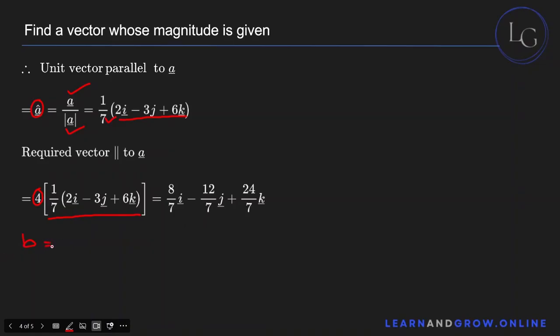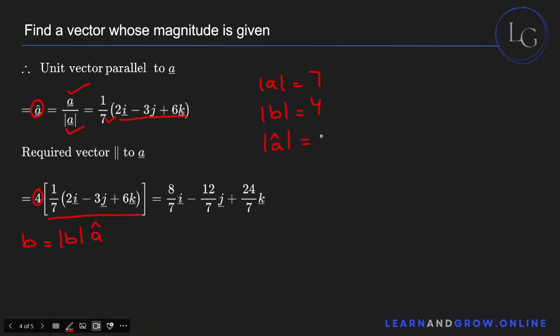So basically, let's just say that the vector that we had to find was vector B. So B is equal to the magnitude of B into the unit vector A, because the condition is that A is parallel to B. So basically, the unit vector of A and the unit vector of B are same. Since they're both parallel, the only difference is the magnitude. The magnitude of A is equal to 7, and the magnitude of B is equal to 4.